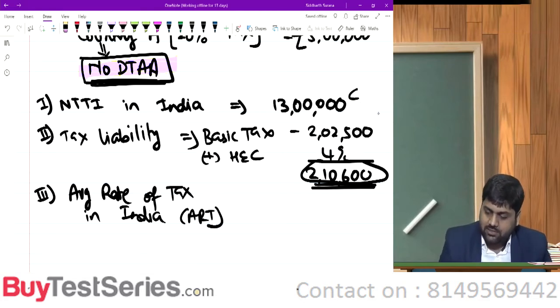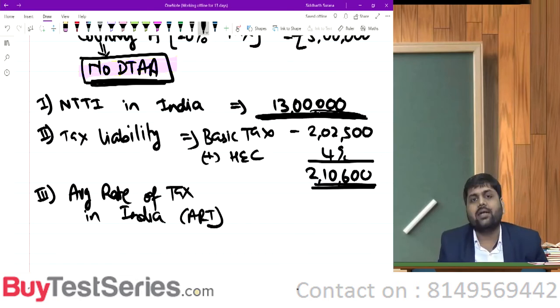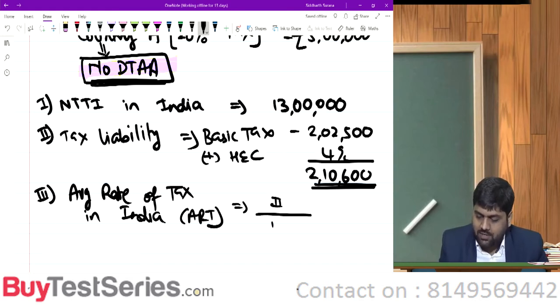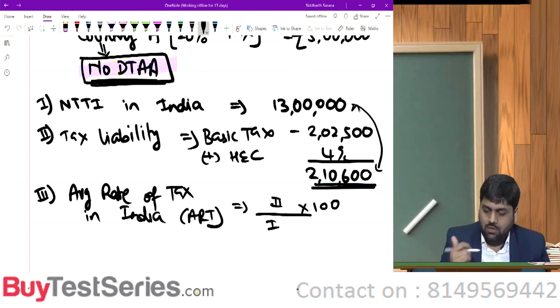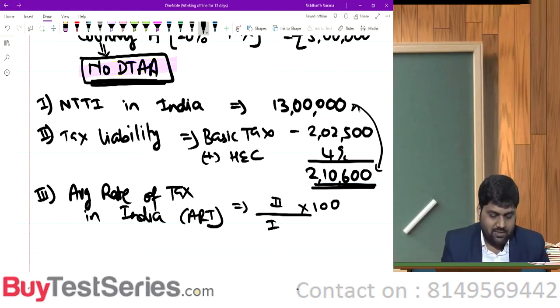Average rate of tax in India. This 13 lakh, some amount out of 13 lakh has gone in 0, some at 5, some at 20, some at 30, but on net basis, this is my tax. That means on an average, 2,10,600 is the tax that I am paying on 13 lakh, and therefore my average rate is going to be my tax liability upon my income into 100, that is 2,10,600 divided by 13 lakhs into 100. Two decimals, please find out, then I will explain further.